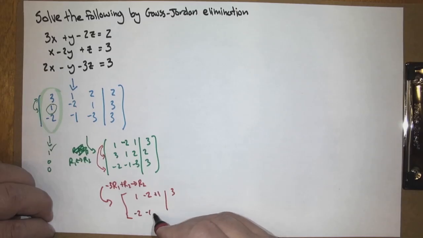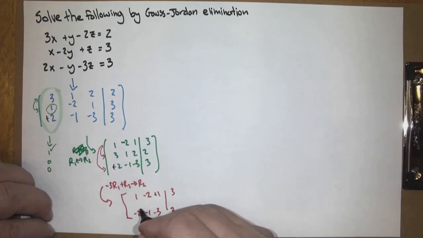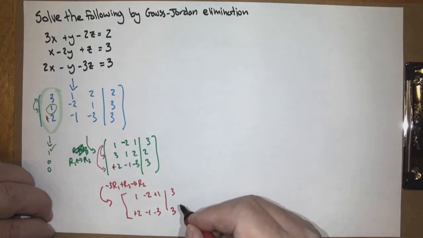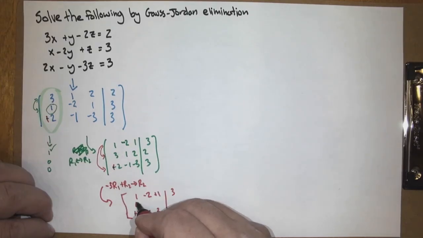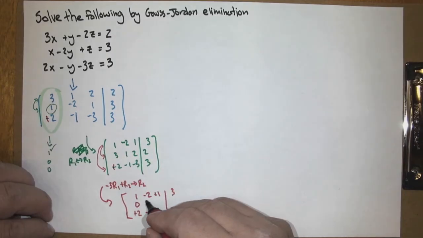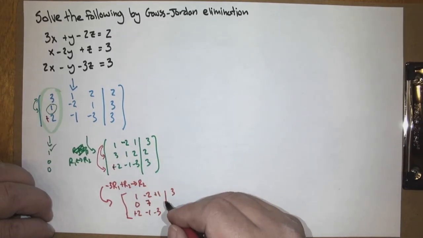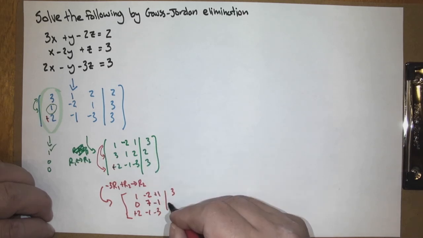Part of the challenge with this problem is, I can already see I messed up. I put a -2 down here. It should be a +2. 2, minus 1, minus 3. Sorry about that. So the second row, -3 plus 3 is 0. -6 plus 1 is 7. -3 plus 2 is -1. And -9 plus 2 is -7.